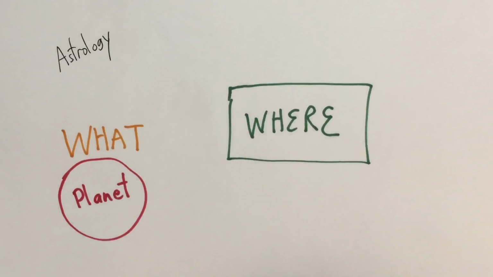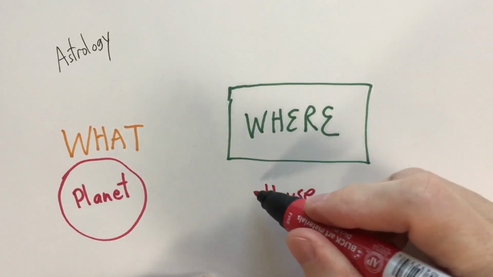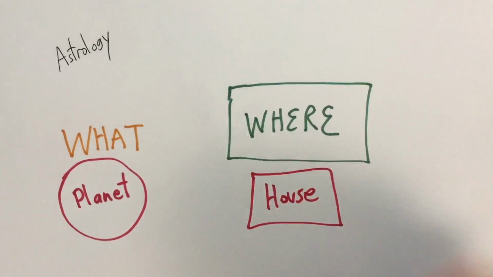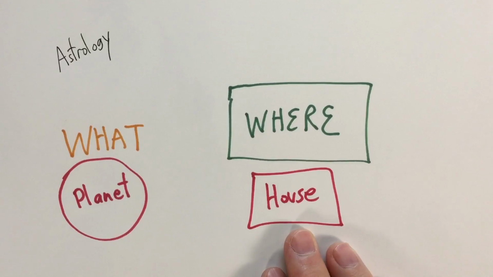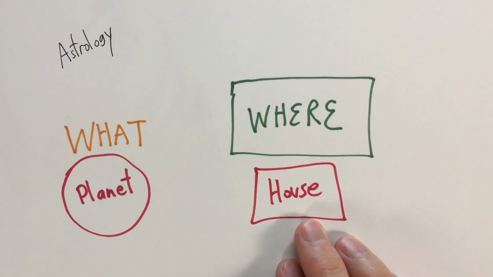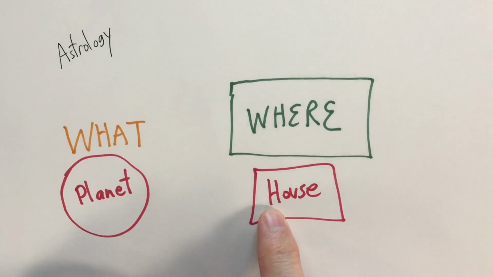And we have 12 different houses. There is a house for, let's say, work. So you have a house for work. You have a house for your lover. You have a house for your siblings, your brothers, sisters, maybe your family. You have a house for your home, where you live. You have a house for your career and a house for yourself, right?